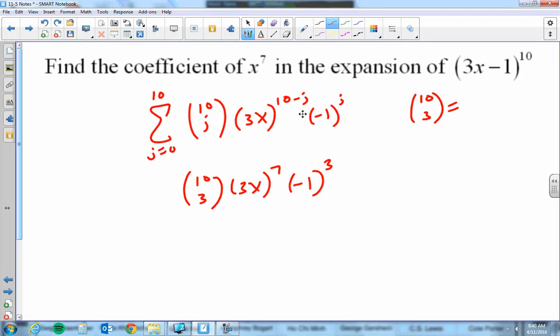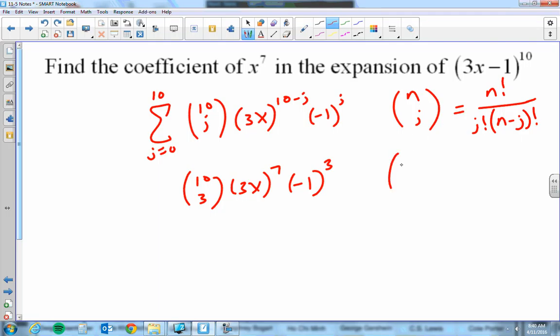Here's your formula, by the way. You have it on your sheet, but write it down again. N choose J is computed by doing n factorial over J factorial times n minus J factorial. It's on your sheet already, I think as n choose R, but whether it's R or J, it's the same formula. So to compute 10 choose 3, it'll be 10 factorial over 3 factorial times 7 factorial, because 10 minus 3 is 7.